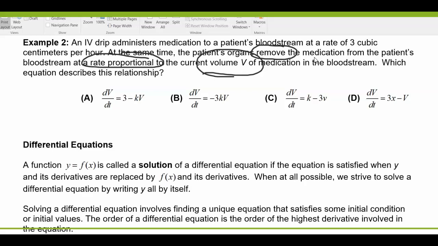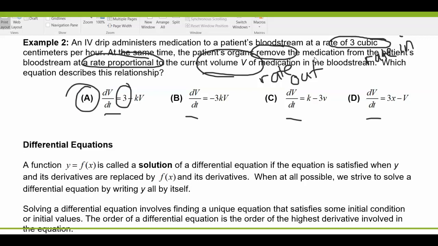Which equations describe the relationship? All of them start with dV dt, so that doesn't help me eliminate anything. But now I'm looking for a 3 to be alone, because this is kind of like your rate in. That's what's being added. This is the rate out, or what's being removed. This goes back to what we just talked about with rate in, rate out. The rate in is 3, and that's the only one where 3 is alone, so it's A. And then for the rate out, you can see the negative, the proportionality constant, and the volume.